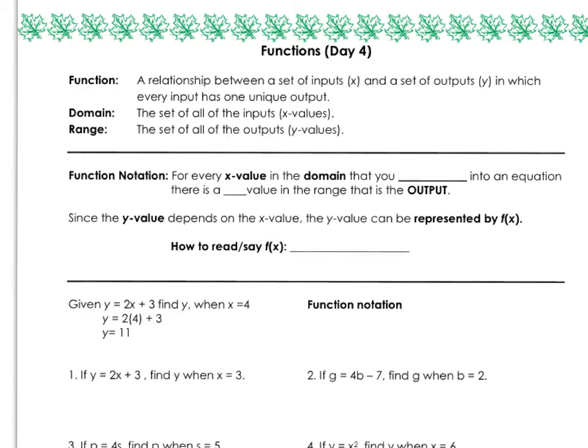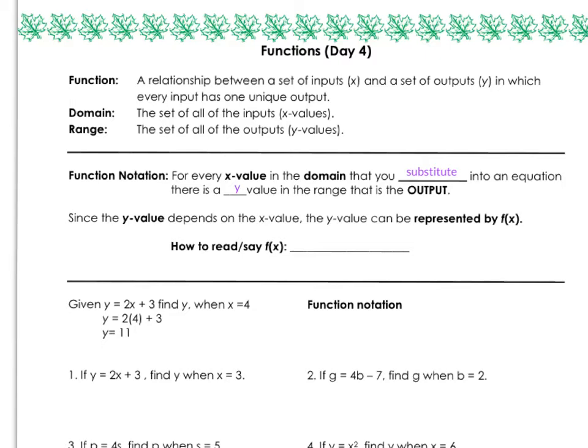The domain is the set of all of the input values or your x values. The range is the set of all of your output values, your y values. So when we talk about function notation, again, those functions mean for every x value in the domain that you substitute into an equation, there is a y value in the range that is the output.